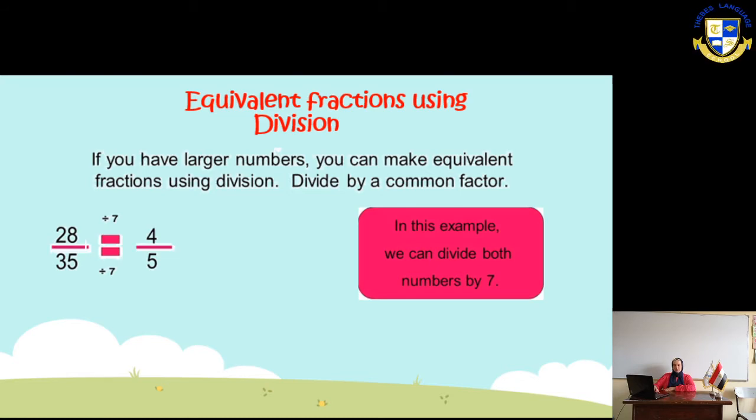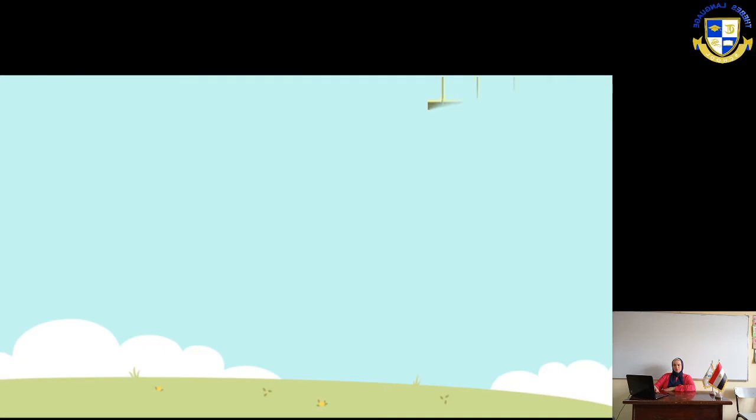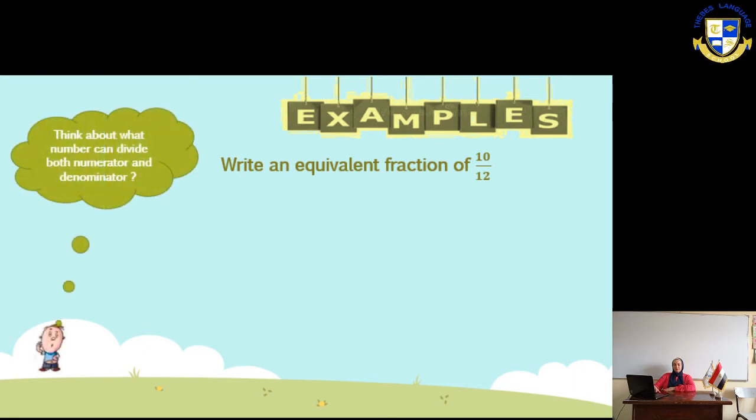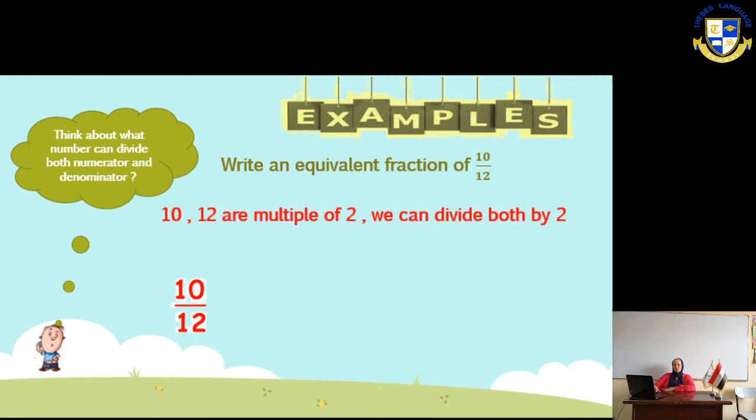Okay, in the next page, write an equivalent fraction of 10/12. Okay, think about what number can divide both numerator and denominator. 10 and 12 are multiples of 2. We can divide both by 2. Okay, because 10 equals 2 times 5 and 12 equals 2 times 6. So we are going to make divided by 2 up, divided by 2 down. So the answer will be 5/6.